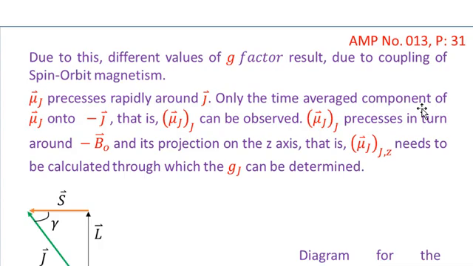Only the time averaged component of mu j onto the minus j direction, that is mu jj, can be observed. But to observe that one, mu jj precesses in turn about the minus b naught, and its projection on the z axis, that is mu j, z component of mu jj, needs to be calculated, through which the gj can be determined. So you see that first we need to find out an expression for the z component of the mu jj. Once this is determined, we can find out an expression for the value of gj.